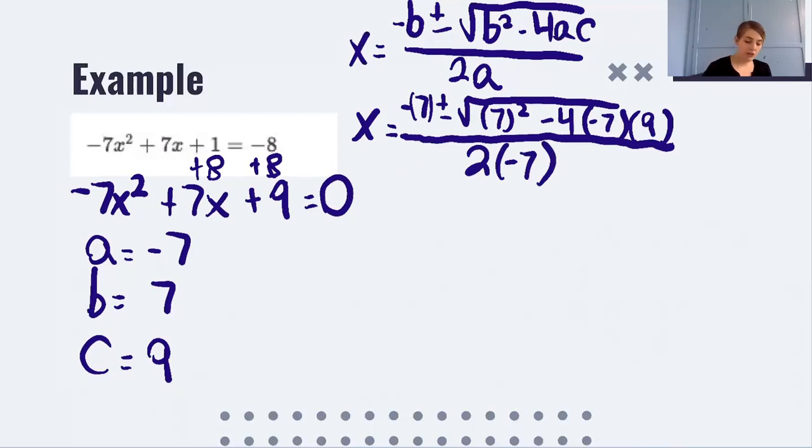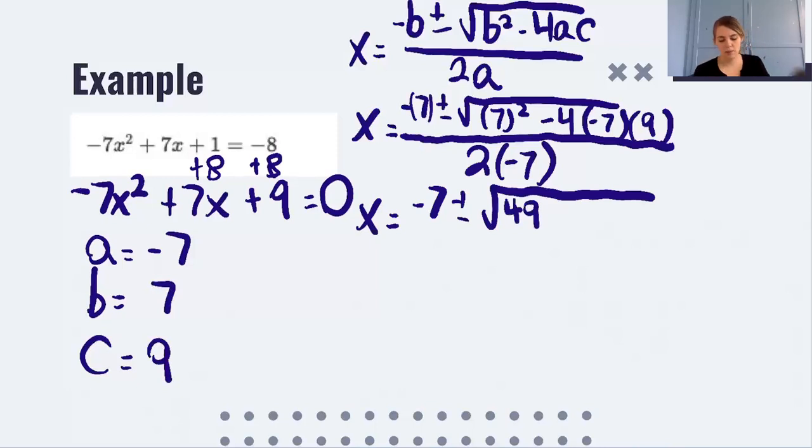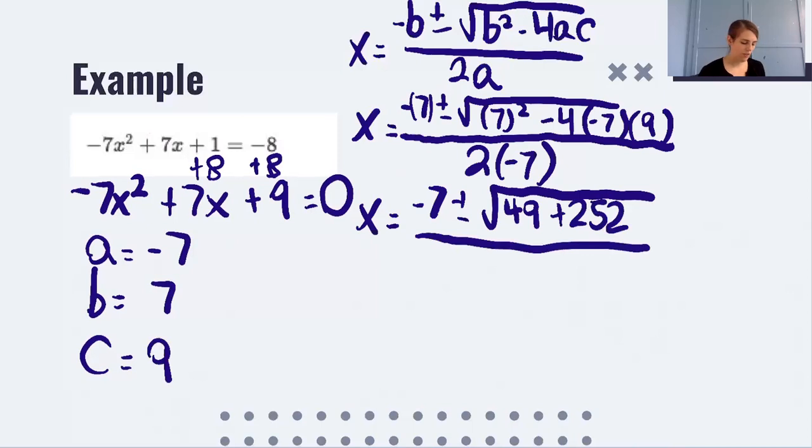So I'm going to do my first round of multiplying. This is negative 7 plus or minus the square root of 49, I'm going to multiply negative 4 times negative 7 times 9, which is 252, over 2 times negative 7, which is negative 14.